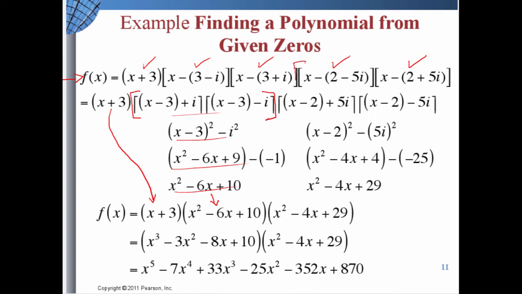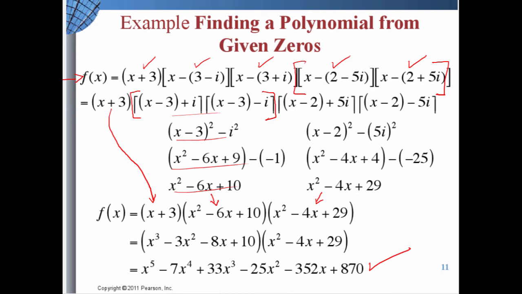And here we have these two complex conjugate factors. Multiplying them all together gives us this factor here. So after we multiply our complex parts together, we have 1 linear factor and 2 quadratic factors. And then from there we have to use the distributive property and multiply those all out. Finally, we have an end result of x to the 5th minus 7x to the 4th plus 33x cubed minus 25x squared minus 352x plus 870.